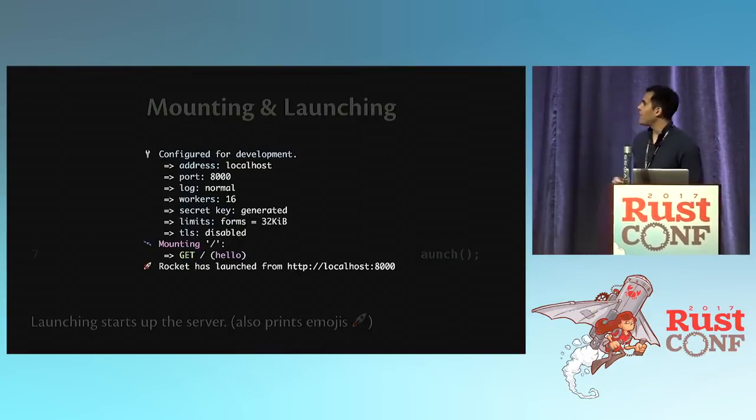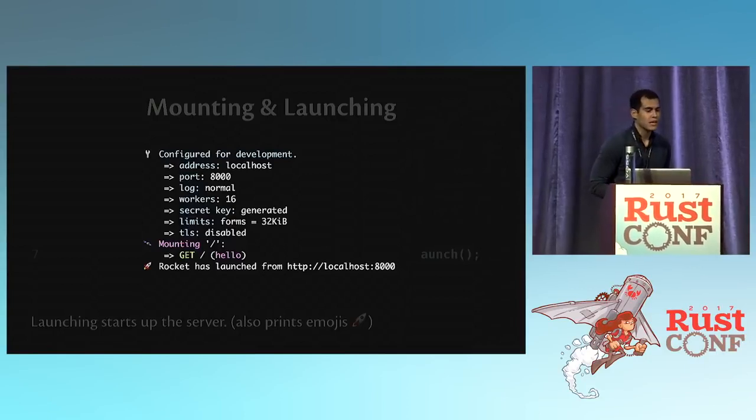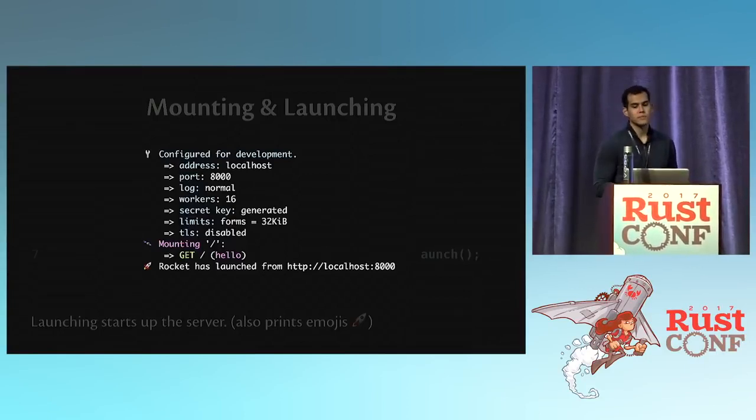When you launch it, you get this thing. Rocket tries to be very, very helpful while you're developing your application. It tells you everything it knows about the environment, where it's actually serving this thing, the configuration of your application. It tells you what routes it knows about. And finally, it tells you where your application is actually being served. And, emojis. No more emojis after this, just 3 emojis, but still a lot of backlash.